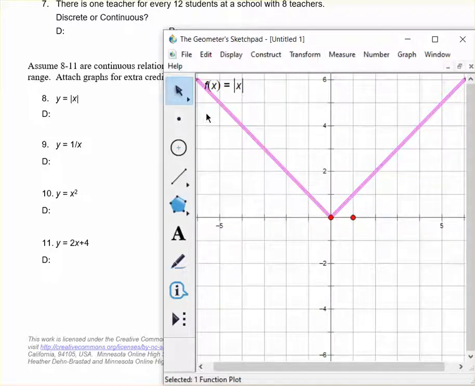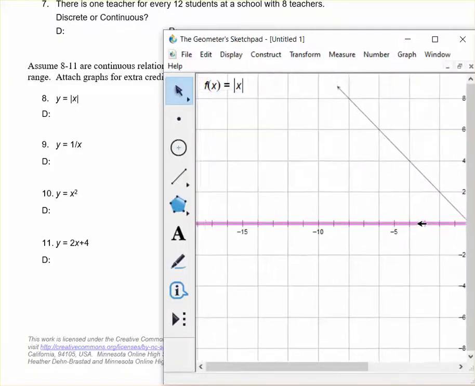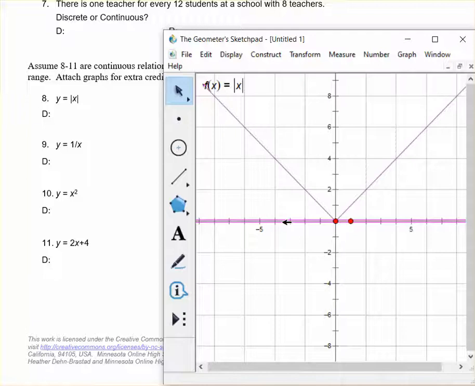So the domain of this, and I can move this around or shrink it in a little bit, these would continue in both directions. There is no limit on the domain. I can have negative numbers, I can have positive numbers, there's no holes, there's no gaps. The domain is all real numbers.